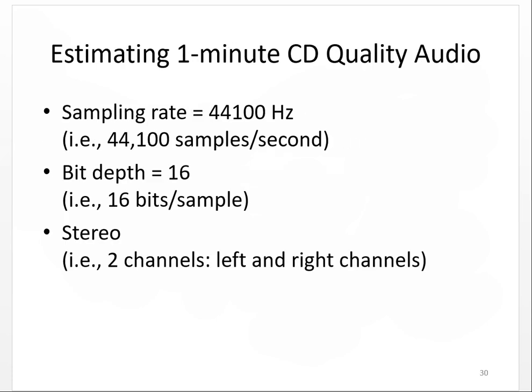So now coming to the numerical problem: estimating 1 minute of CD quality audio. We usually calculate the sampling rate and bit rate in seconds, but here it is a minute. So 1 minute is equal to 60 seconds, keep that in mind. Our sampling rate is 44,100 hertz, which means 44,100 samples per second.